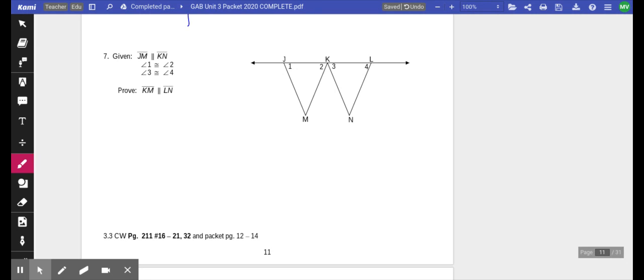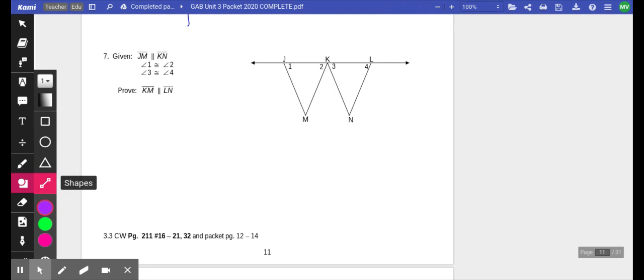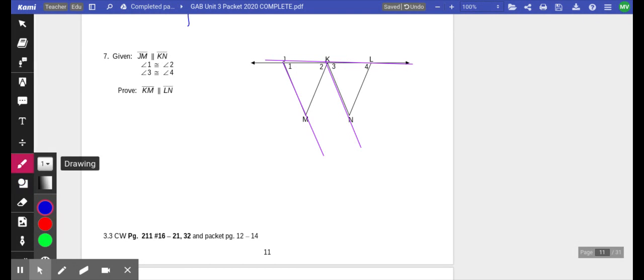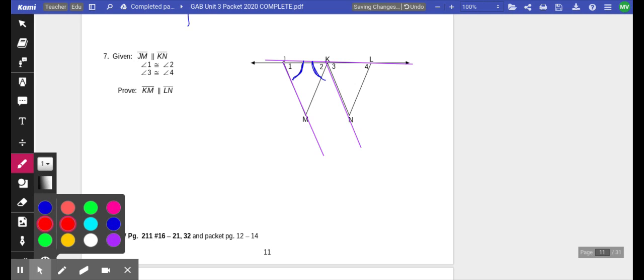All right, so hopefully you tried this a little bit on your own. To start this, I'm going to start off by highlighting the lines I know are parallel. So I know JM is parallel to KN. Oh, well, look at that. That means JL is a transversal. Okay. So then I know that angle 1 is congruent to 2, and I know angle 3 is congruent to 4.